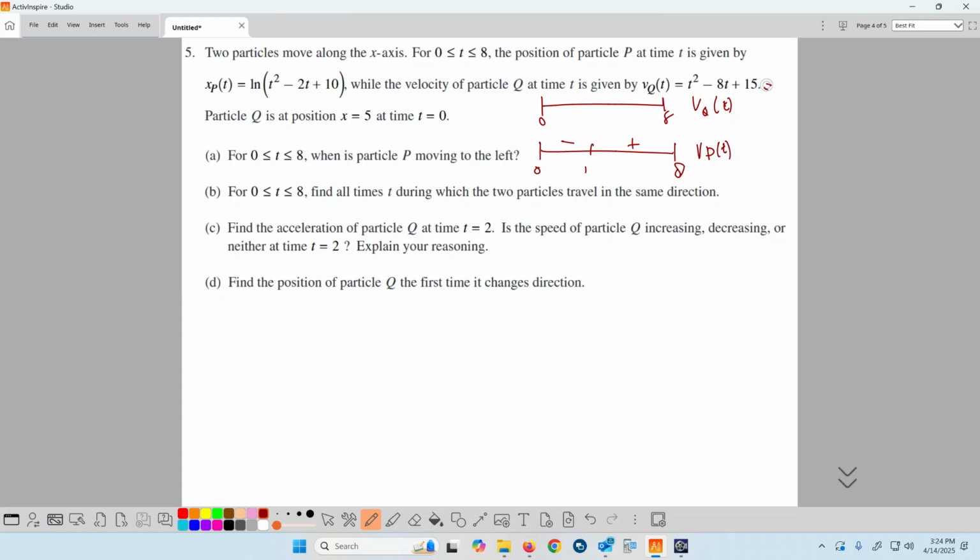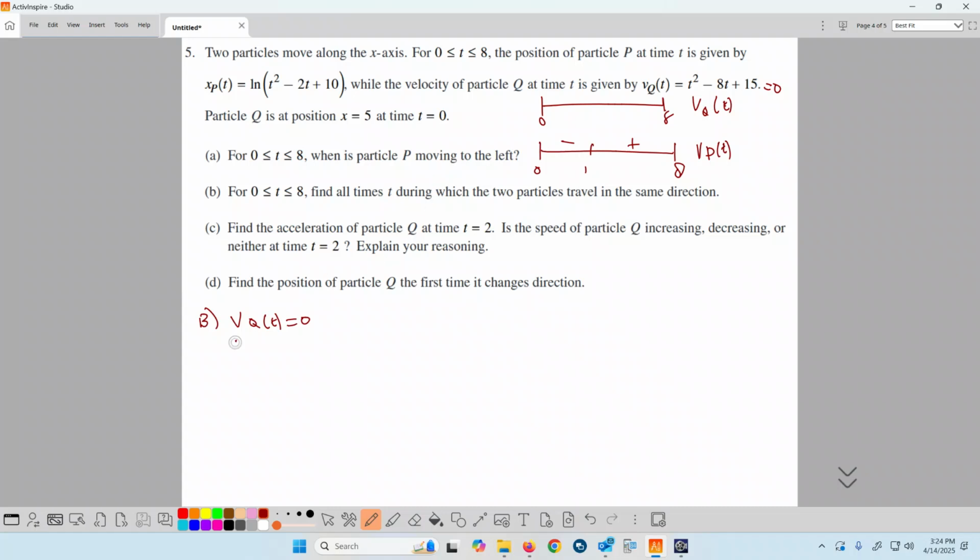All right, so 0 to 8. And let's see what we got here. Are there any critical points? Well, is there any time when this velocity is 0? Look, the fact that I wrote that down means, hey, I probably want to put that in my work. Okay, so the velocity of particle Q, when does that equal 0, right? Because we already know. Sometimes they give us freebies for just writing this down.